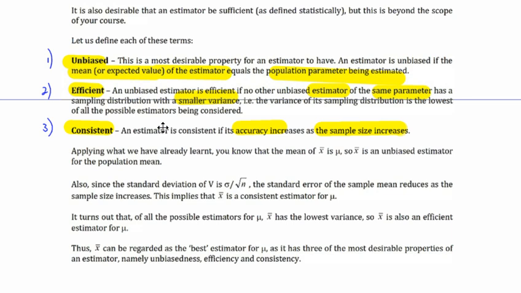Okay, and what we know so far is that X bar is an unbiased estimator for the population mean. Population mean is denoted by mu. Everybody comfortable with that? Okay, and we'll talk more about unbiased estimators as we go through.